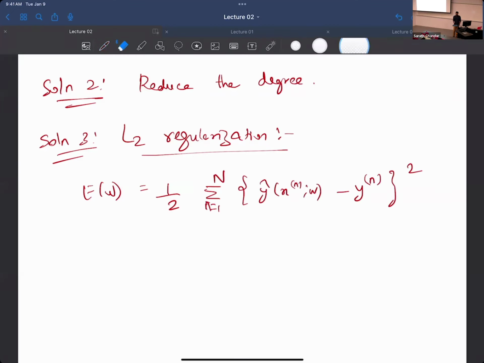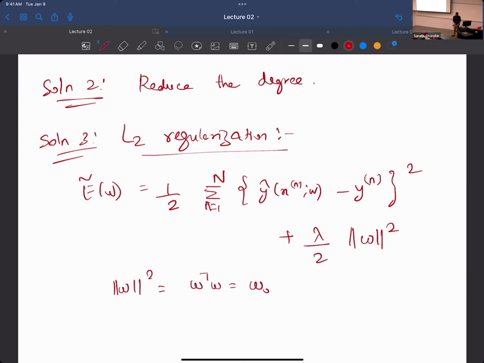Okay. So now I'm going to add an extra term to this error function, which is plus lambda by 2 times the L2 norm of W. Let's call this a modified error function, where the L2 norm of W squared is basically W transpose W. So basically W0 squared plus W1 squared all the way to WM squared.